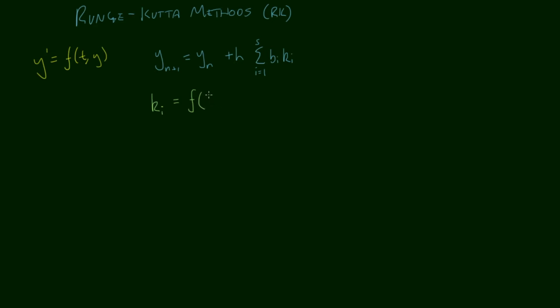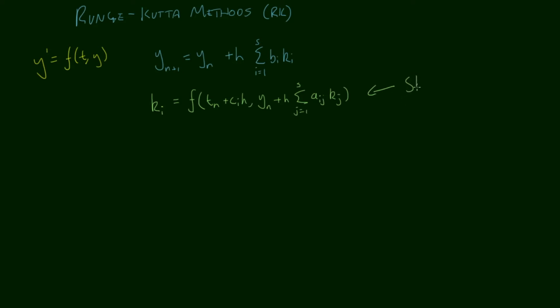So we have f of t_n, which is the current value for t, so y_n is a solution at t_n. To this we add some multiple of the step length h, the multiple being c_i, and instead of y in this function we have y_n plus h times another sum, j = 1 to s, of a coefficient a_ij times k_j. So these are what's known as stage values.